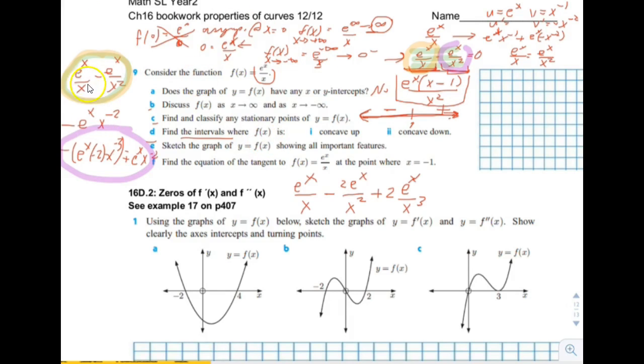So now I've taken this part and I've combined the like terms, and I get that. And now I'm going to put them all over a common denominator of x cubed. And I'll factor out the e to the x also, and I'll get 1 minus x squared minus 2x plus 2.